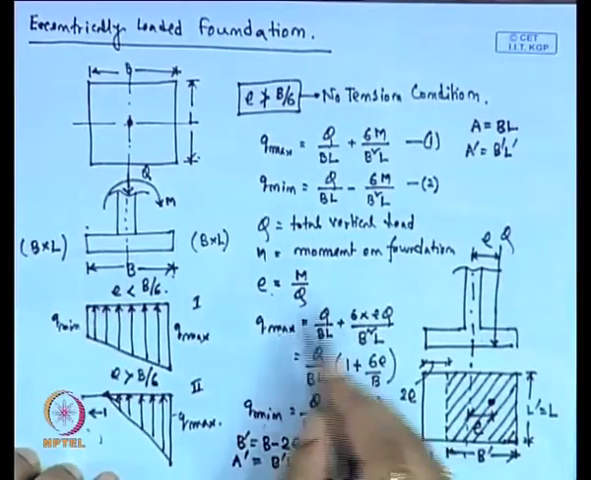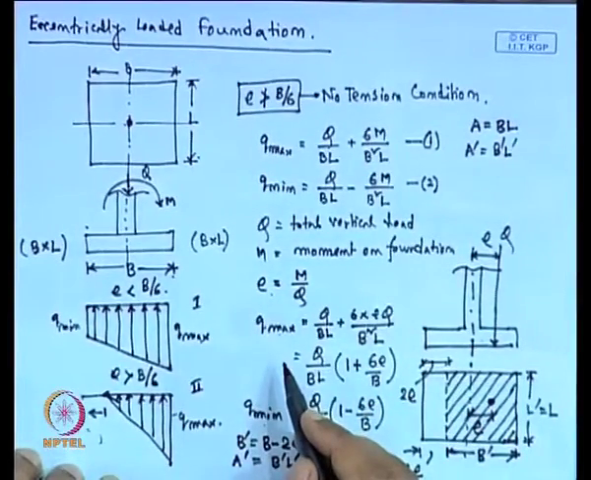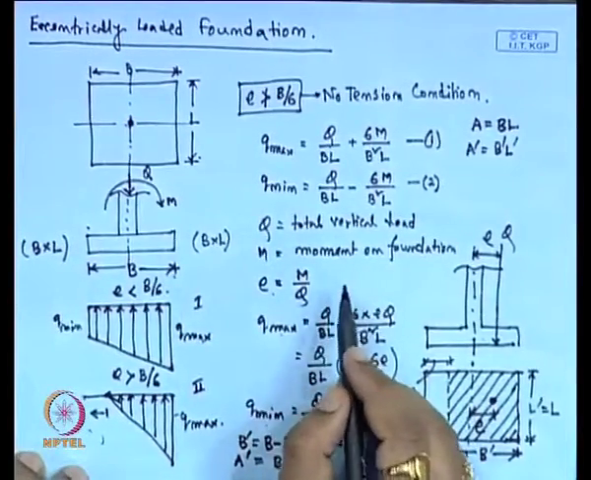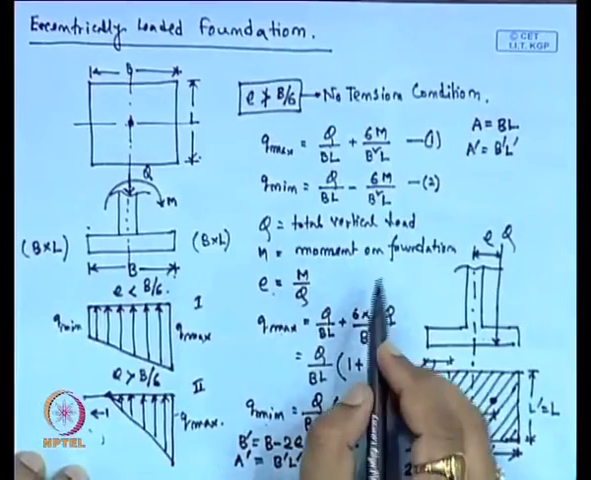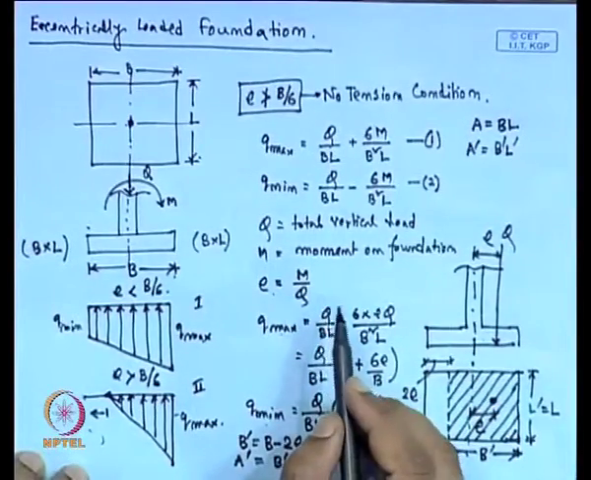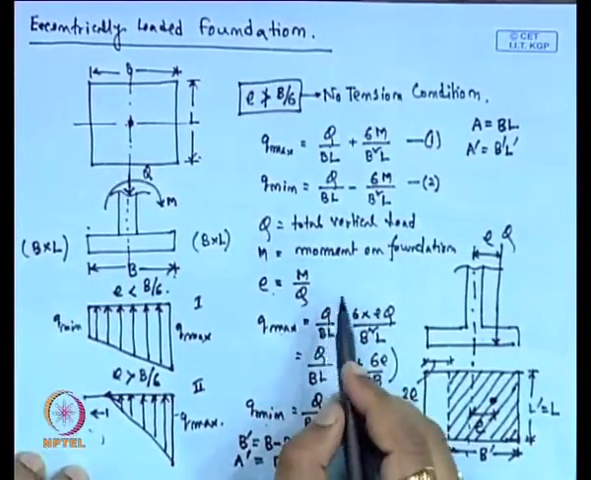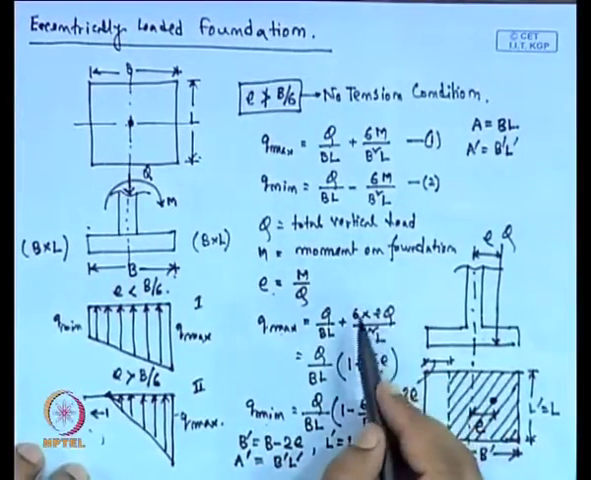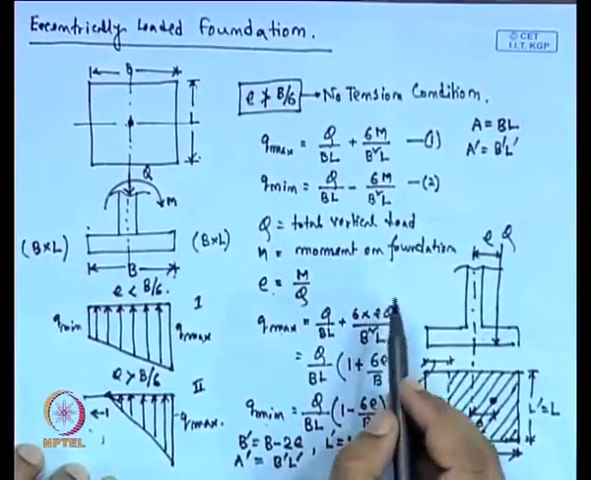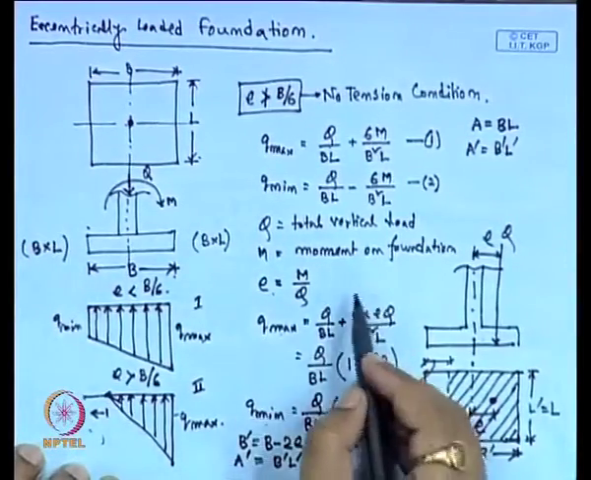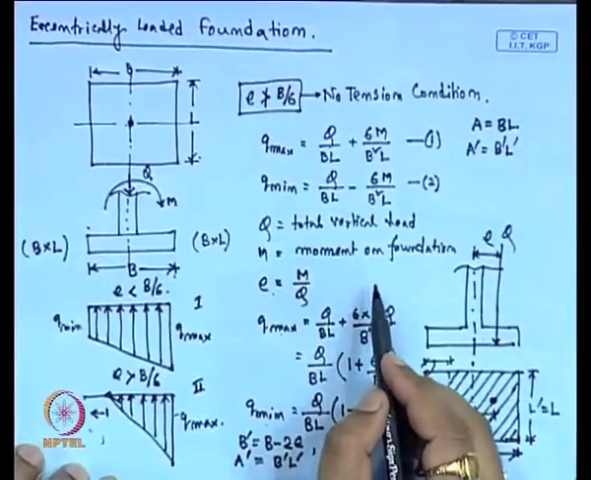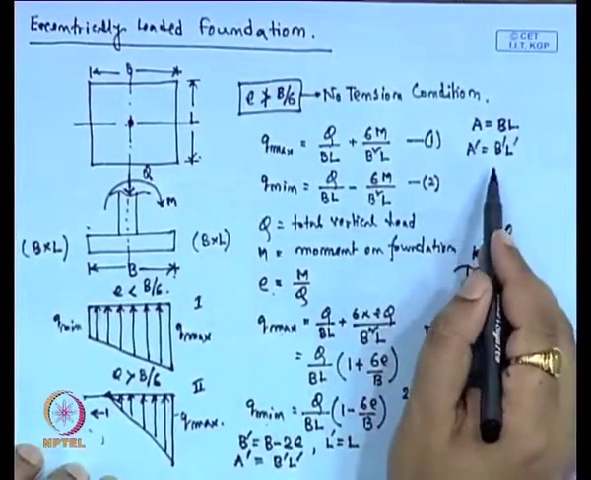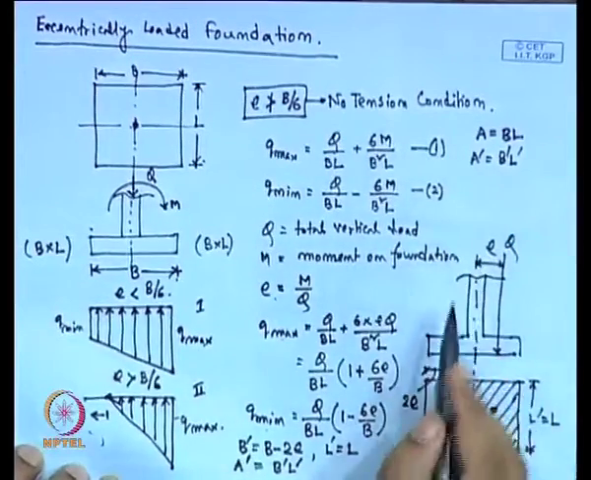Now, when we calculate the bearing capacity of this loading, then instead of using B, we will use B dash, and as this is a one way eccentrically loaded foundation, we will use L and L dash, these are both the same. And when you calculate the shape factors, there also we will use B dash, not B.